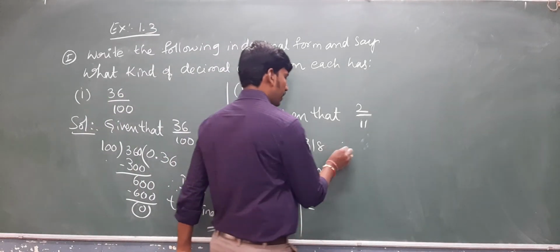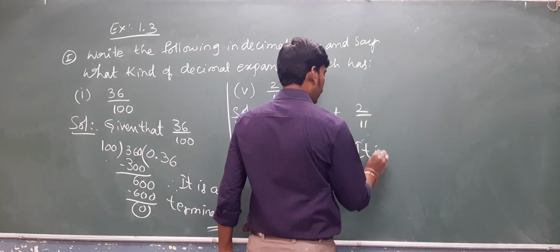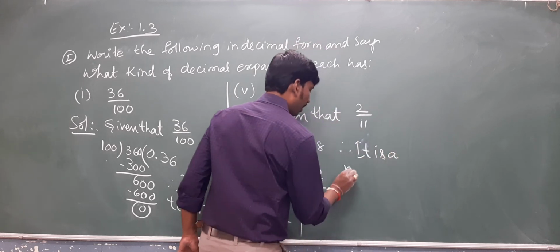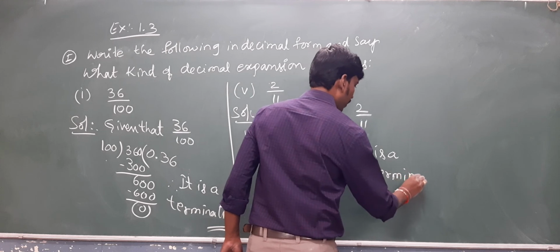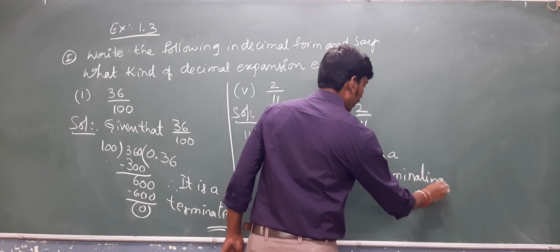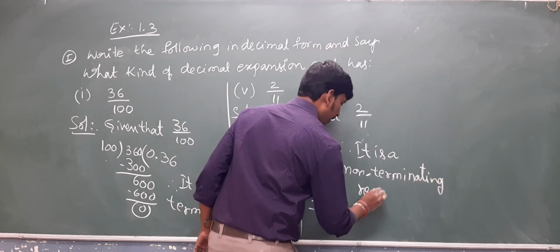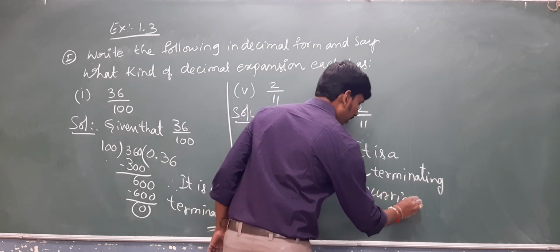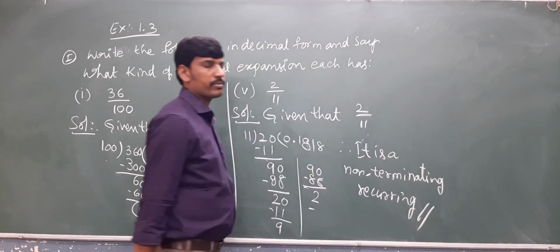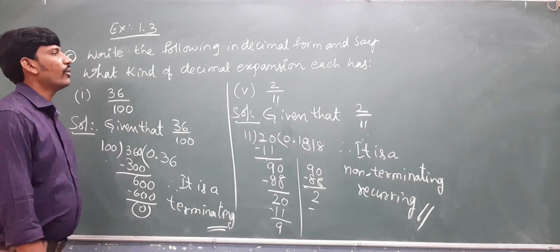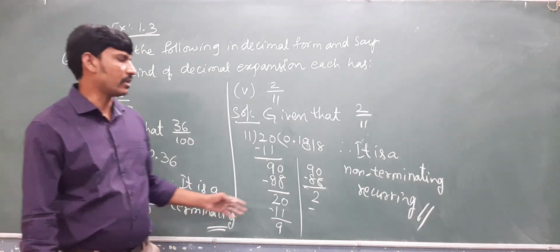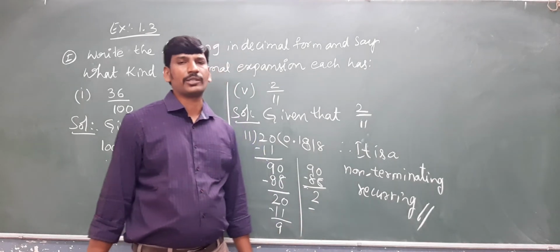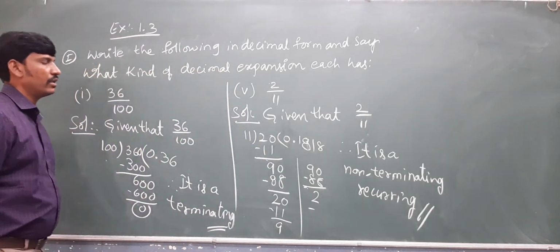So therefore it is a non-terminating recurring number, or non-terminating recurring decimal expansion. This is clear, my dears? Which type of expansion here? This is a terminating decimal expansion and this is a non-terminating recurring decimal expansion. This is clear, my dears?